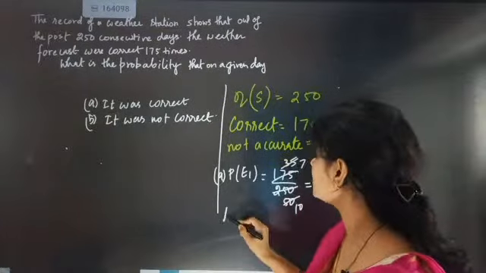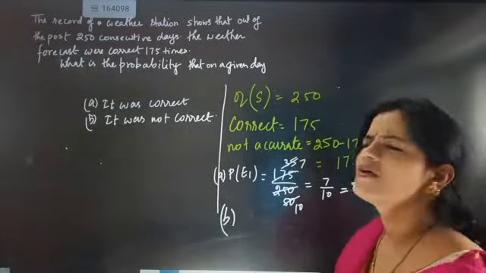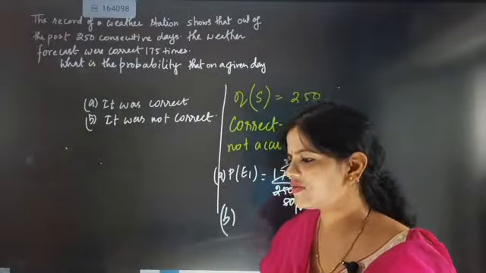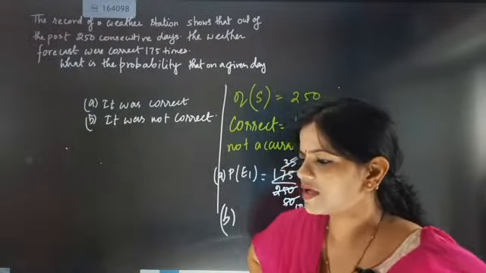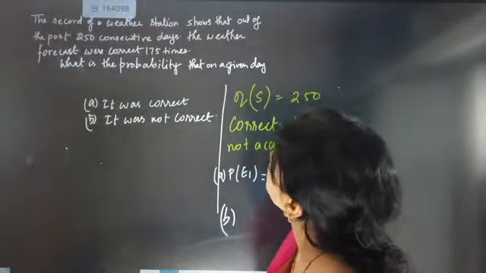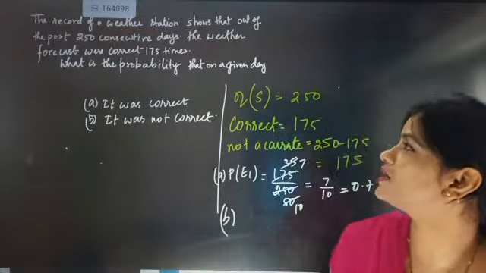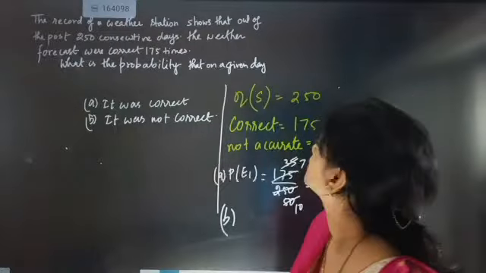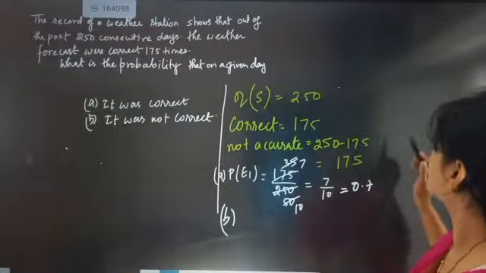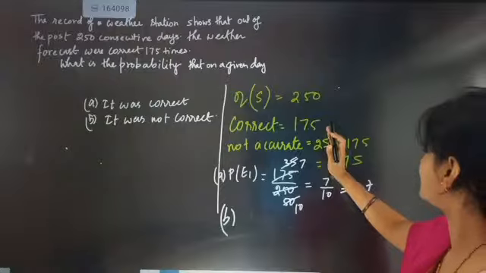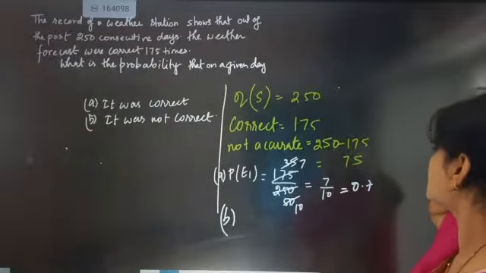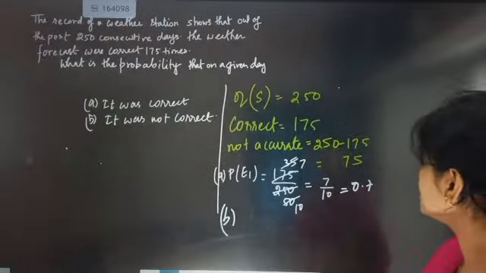Fine. Now second one is, hey, both the time it is coming 0.7. How can it be possible? I think I have made some stupid mistake. 250, 175. It is 75. Then only 250 will be coming. 50-50 chance is not there.